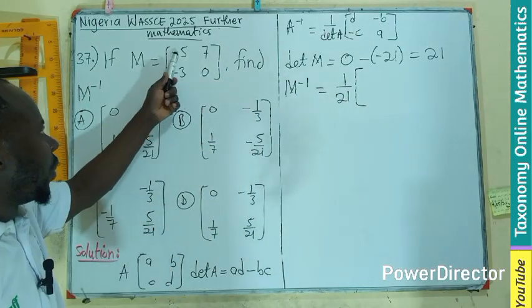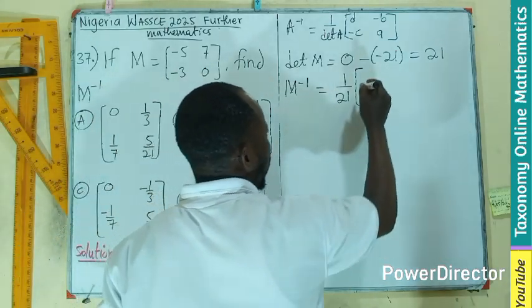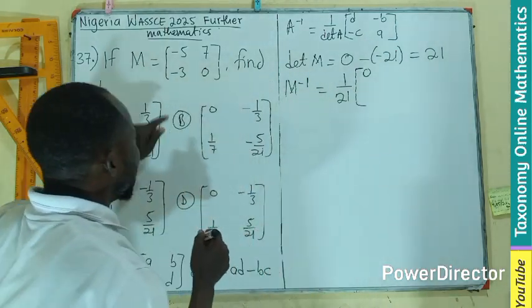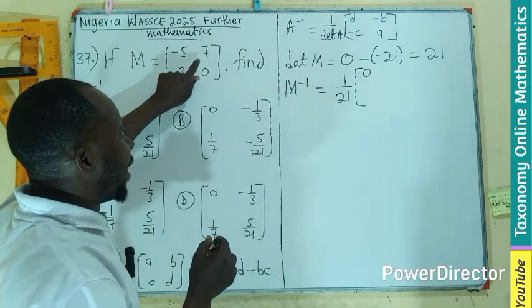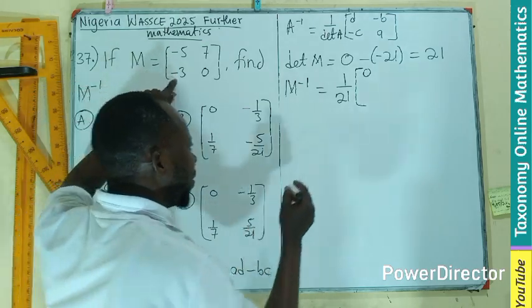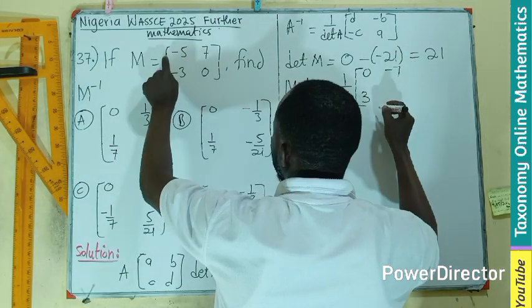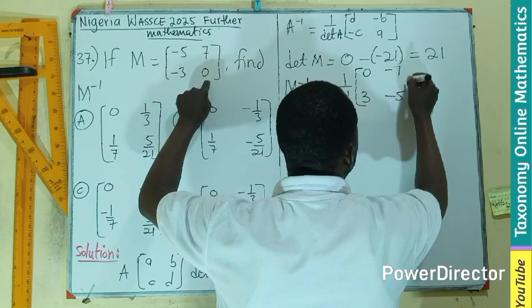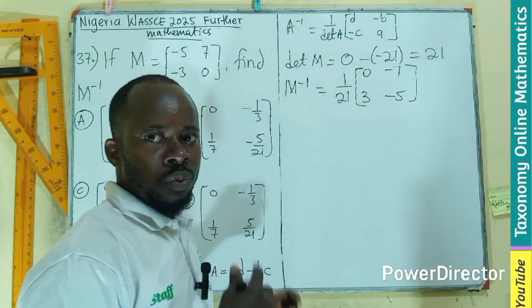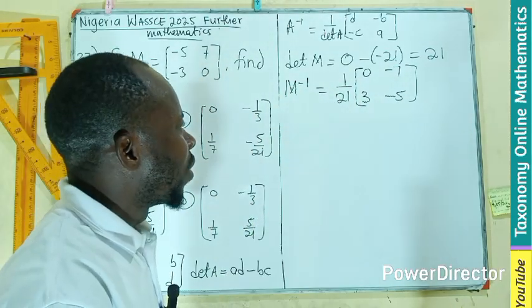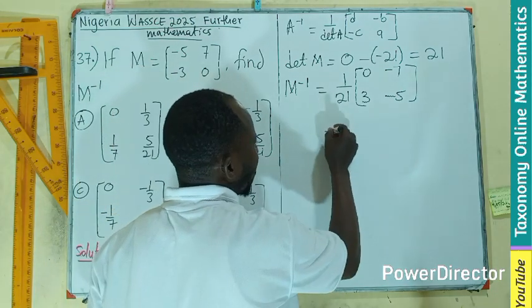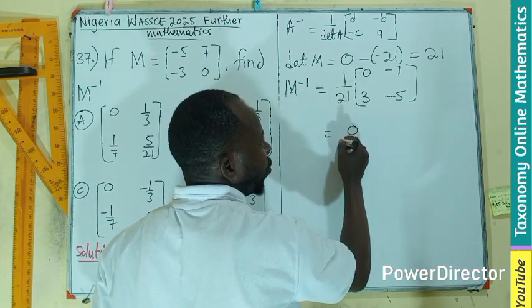What is the adjoint? Changing their position, meaning 0 goes to the first entry. In this place, we are going to negate them, meaning negative, positive 3. If you negate this, negative 7, then the position of negative 5 takes effect. So we are multiplying by that scalar of 1 over 21. So this gives you 0 in the first entry.